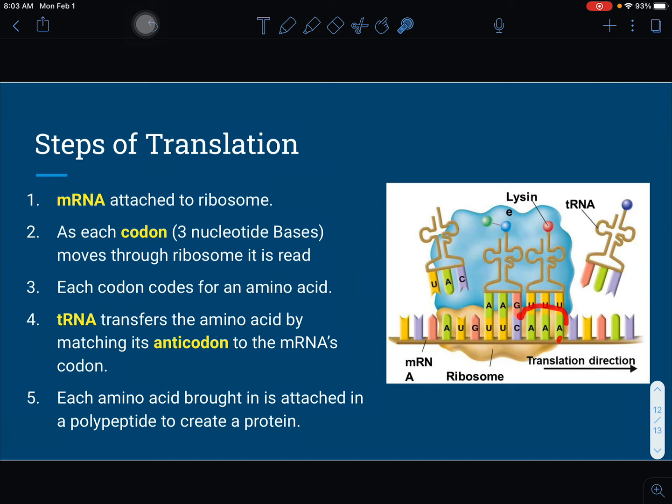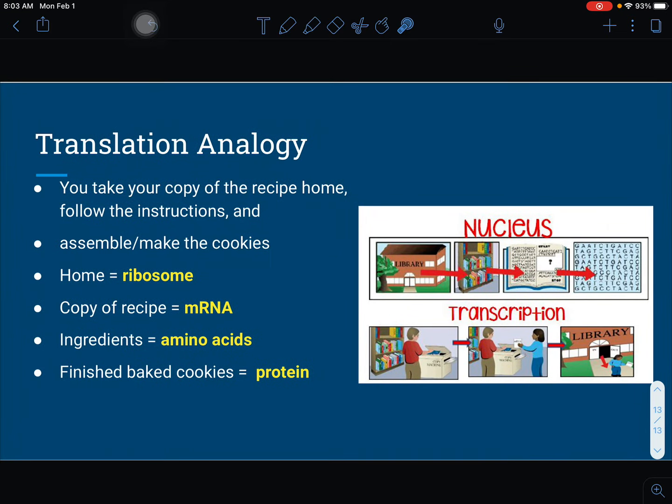Then the next codon comes along, it gets the complementary anticodon that brings in a specific amino acid, and we form a bond here, and then the tRNA goes away, and then the next one comes in, and they go on and on and on. They keep building an amino acid chain. Each amino acid is brought in to create a polypeptide chain, which eventually will fold and make a protein.